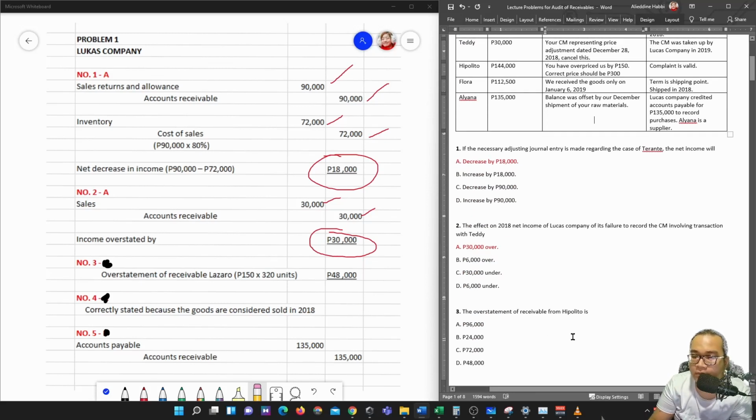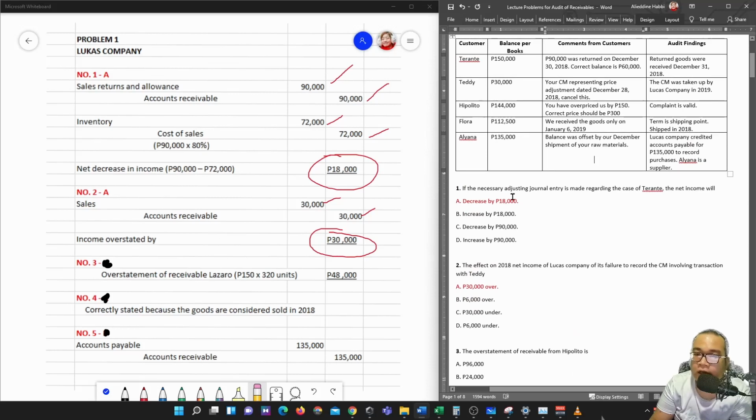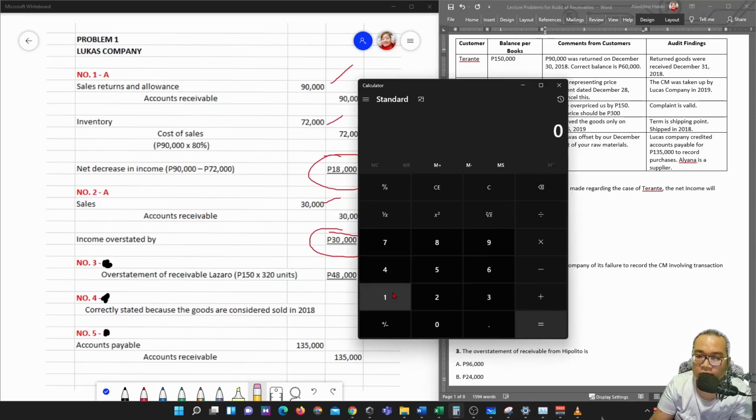The overstatement of receivable from Hipolito is, so, gagamitin mo ng common sense. Itong 144, it is based on the price of 450. Paano natin nalaman na 450? Overpriced by 150, the correct price should be 300. So, 300 plus 150, 450. So, paano malaman ilang units yan meron? For 144 divided by 450. Saan ang calculate natin ito?